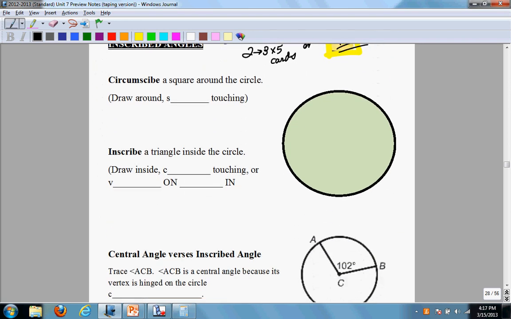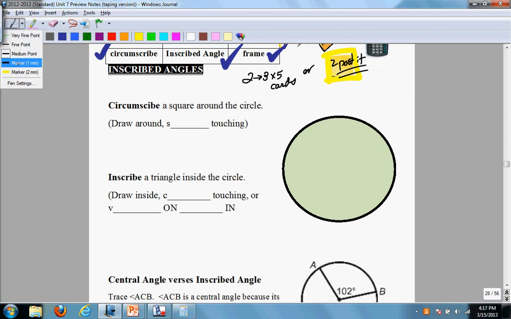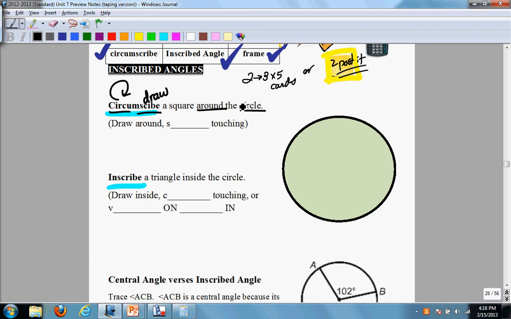All right, first we're going to go over a couple vocabulary words. I'd like you to underline these vocabulary words. One is circumscribe, and the other is to inscribe. Circumscribe. Scribe means to draw or write, and this prefix, circum, means to go around. So we're going to circumscribe a square around the circle. When you circumscribe something, you're going to draw around, and the sides are going to touch.